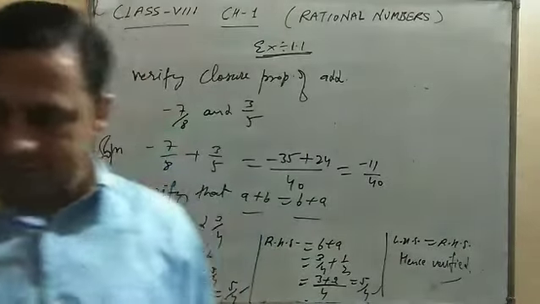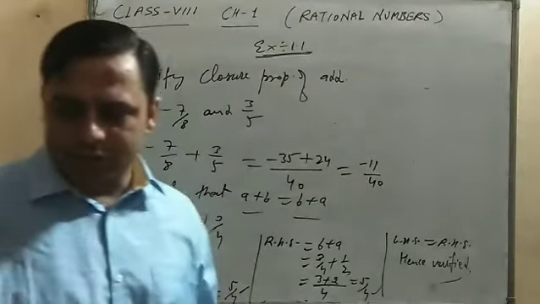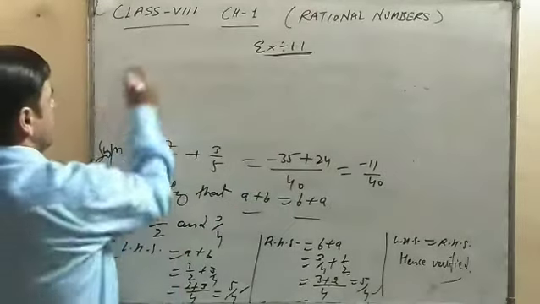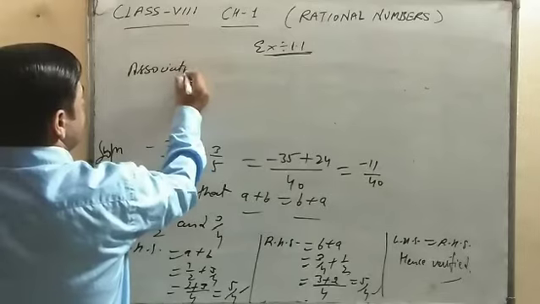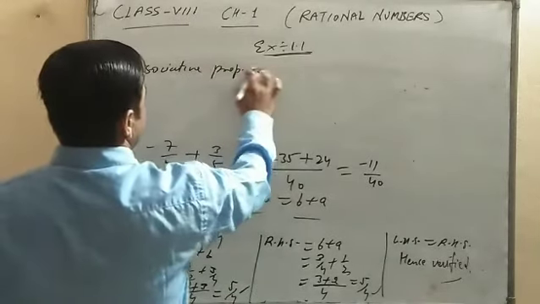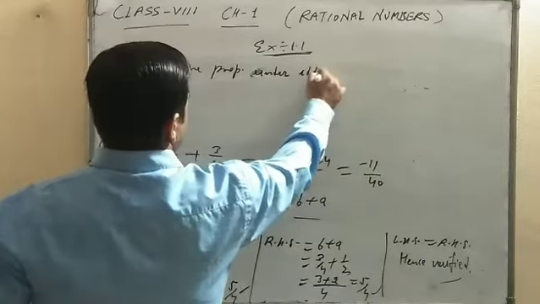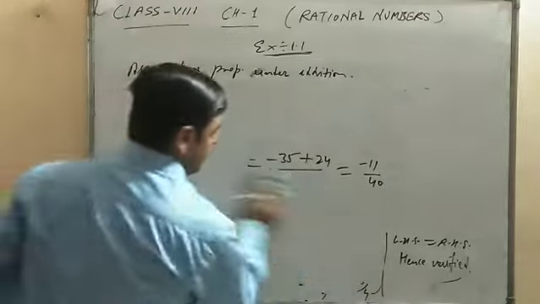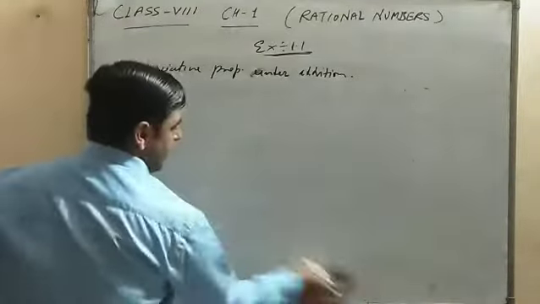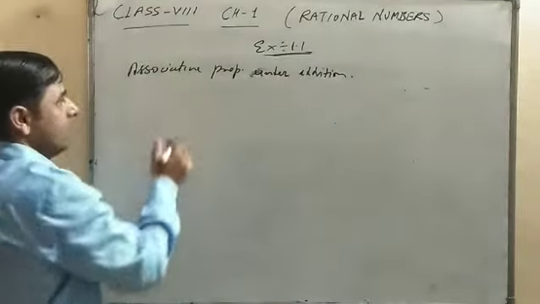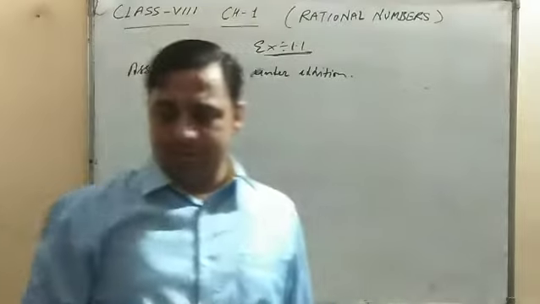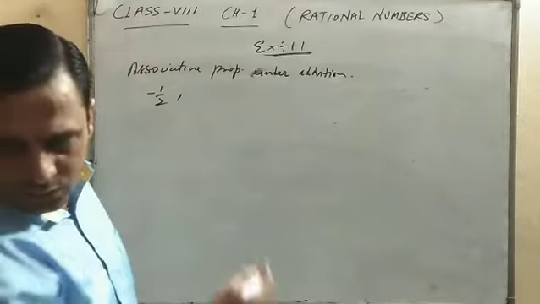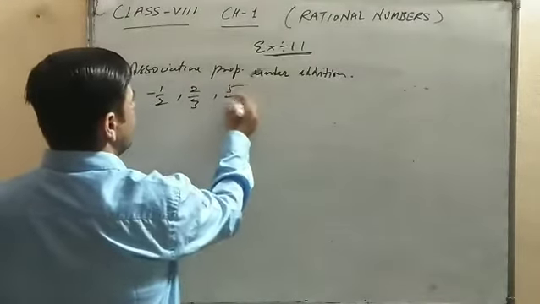Okay, next question. I will tell you about the associative property under addition. So let's see. Associative property under addition. In this property, we need three rational numbers. Suppose the three rational numbers are minus 1 upon 2, 2 upon 3, and 5 upon 6.